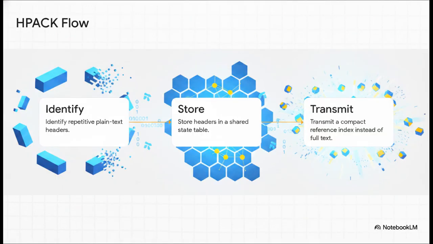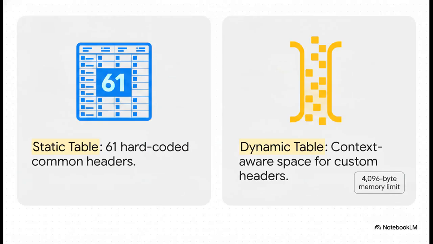Taking a look at the high-level flow, we basically see a transition from bulky text strings to lightning-fast binary execution. It's pretty elegant. Instead of repeatedly blasting out full text strings, the protocol stores these headers in a shared state table on both endpoints. So from then on out, it just transmits a super compact reference index. It helps to think of the static table like a restaurant's pre-printed menu. It's a hard-coded dictionary of 61 common headers, like your standard GET methods, baked into every implementation.